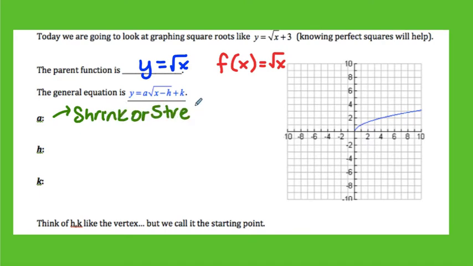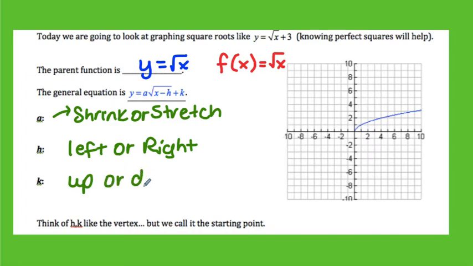If it's greater than 1, it's going to be a stretch. If it's a fraction less than 1 but greater than 0, it's going to be a shrink. H is going to move the graph left or right. And we investigated that with Desmos and talking through, and we noticed that it was actually always moving in the opposite direction of the sign, okay? But it was moving along the x-axis, left or right. And that k on the outside was moving the graph up or down.